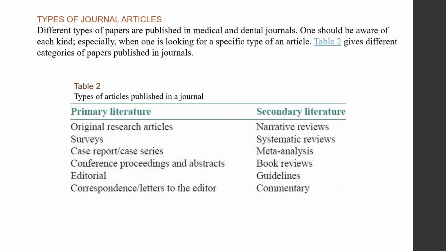Here are some types of journal articles. Different types of papers are published in medical and dental journals. One should be aware of each kind, especially when looking for a specific type of article. This gives different categories of papers published in journals. There are primary literature, which can be original research articles, surveys, case reports, conference proceedings and abstracts, editorials, correspondence, and so on and so forth.